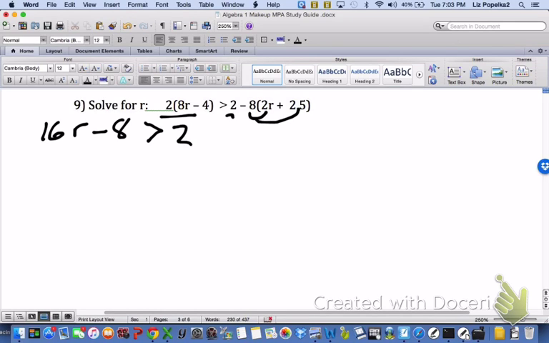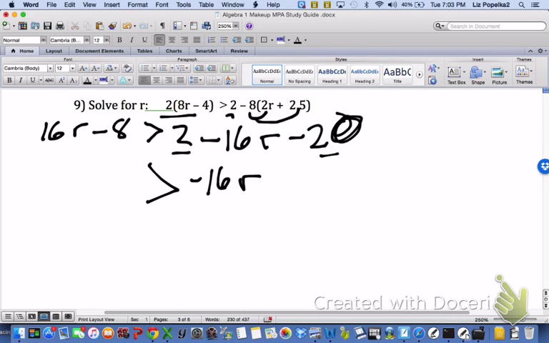But we do need to distribute this negative 8 to these 2 items inside of the parentheses. So that's going to give us negative 16R, and then negative 8 times positive 2.5 is going to give us a negative 20. Sorry about that. Okay, I've also got a couple of like terms over here that I combine. So on the right side of the inequality sign now, I've still got that negative 16R, but 2 minus 20 is negative 18. So now I've got just a plain old equation, well not equation, inequality, sorry, with a variable on each side.